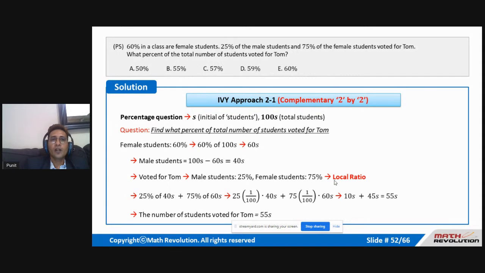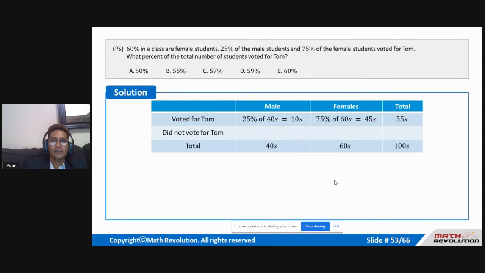Male students who have voted for Tom are 25%. Female students who have voted for Tom are 75%. So those are the females out of females. Now we need to be very sure that 75% is being taken for 60, not 100. So that becomes a part as a whole. We have got 25% of 40 and 75% of 60, which becomes 55 S. So the number of students in total who have voted for Tom are 55 S out of 100.